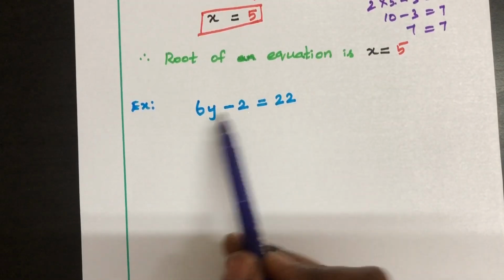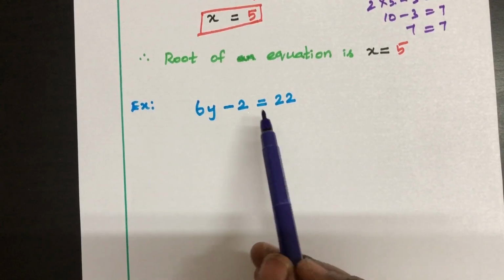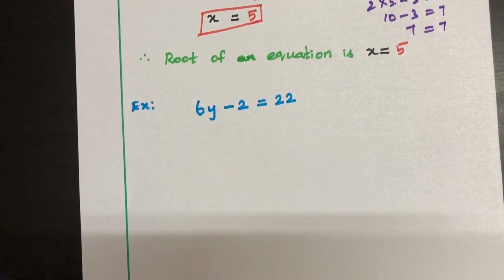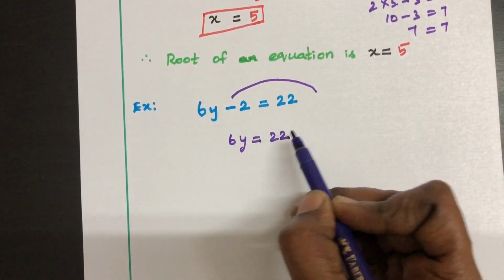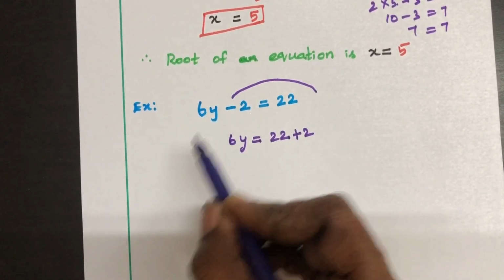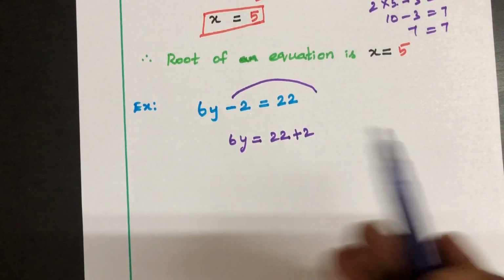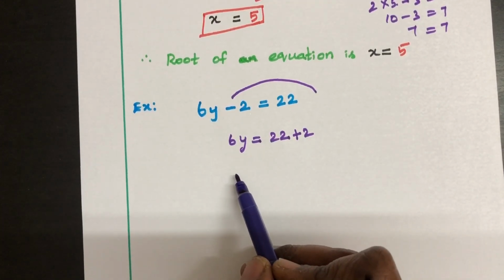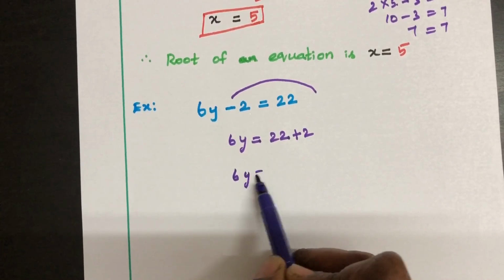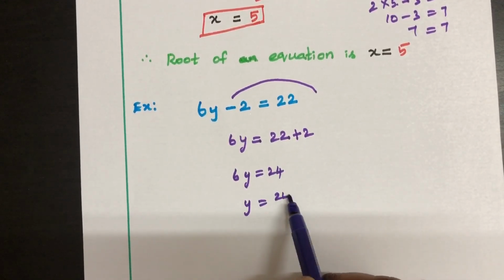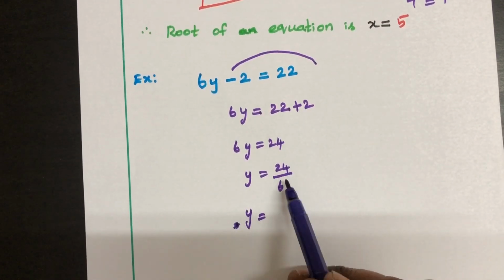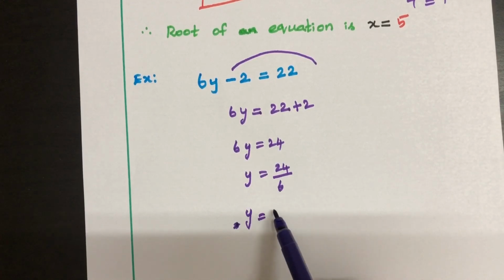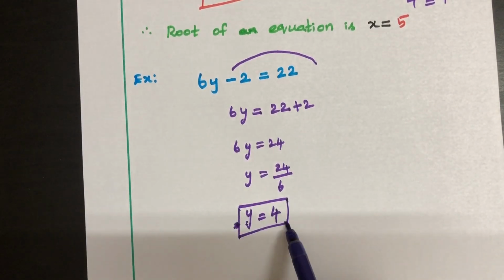Shall we find a solution for this equation? 6y minus 2 is equal to 22. How to find it? Just transposition. So 6y is equal to 22 plus 2, because minus 2 becomes plus 2 while going from left to right. From right to left also the same thing happens: with transposition, signs change. So 6y is equal to 24. y is equal to 24 divided by 6. If you divide 24 by 6, y equal to 4. This is the root or solution of the equation.